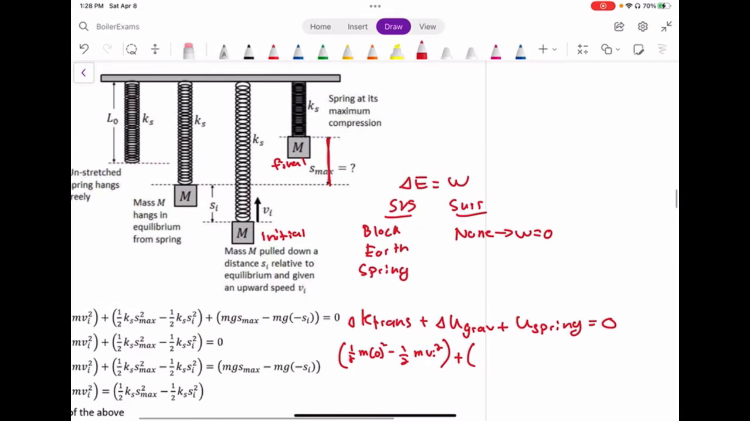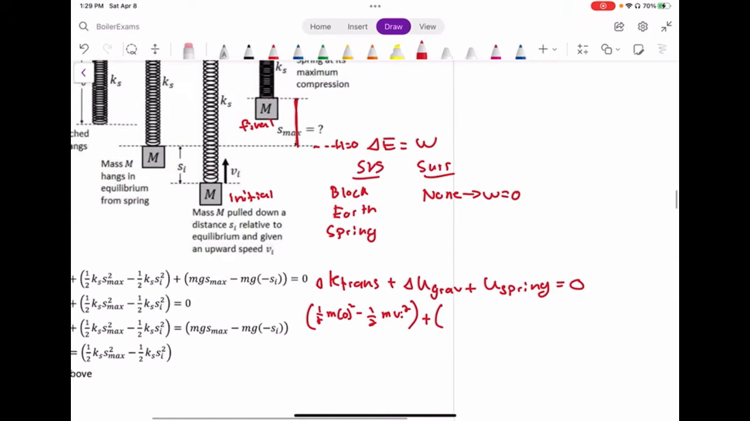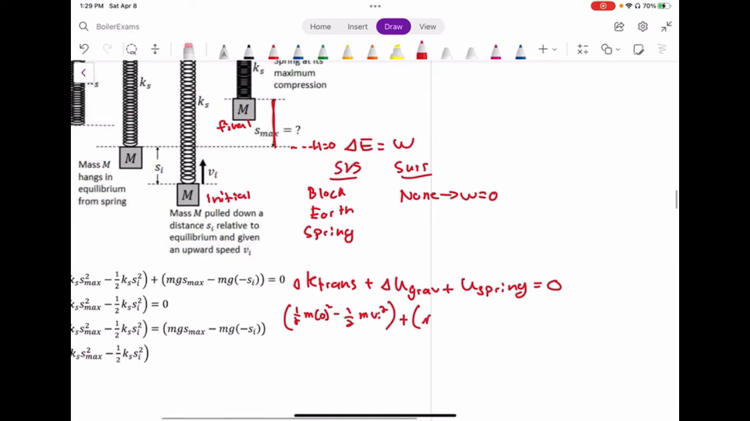Now if we take a look at our gravity, let's make this h equals 0. Then in the final state, we're at m g s max. That's how far we are above x. And then initially we are at m g negative s_i, because we're down that far, that distance from h equals 0.